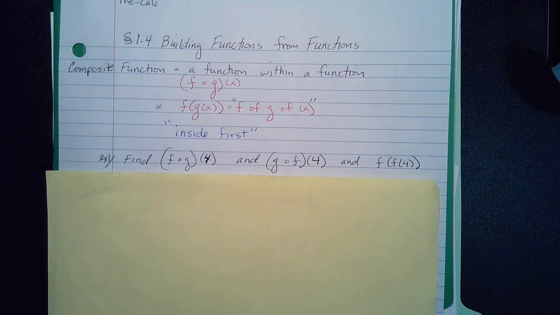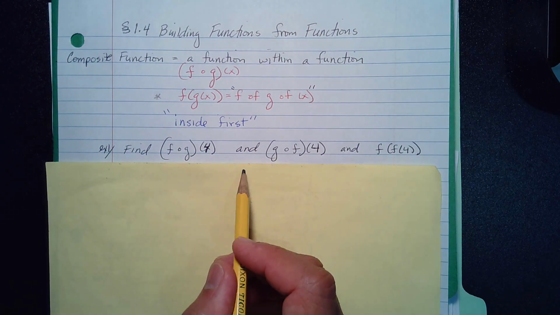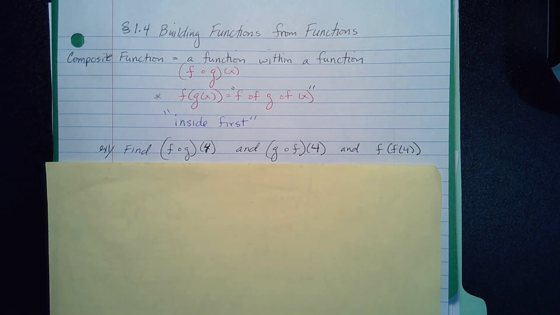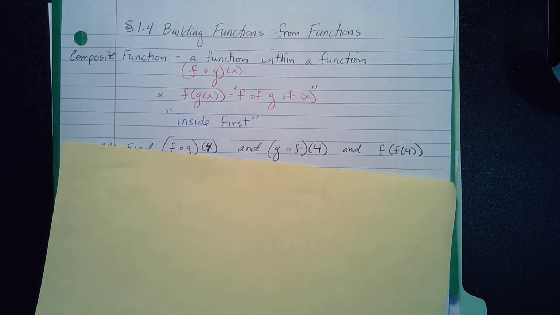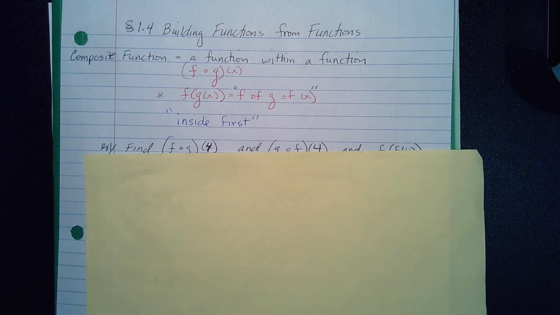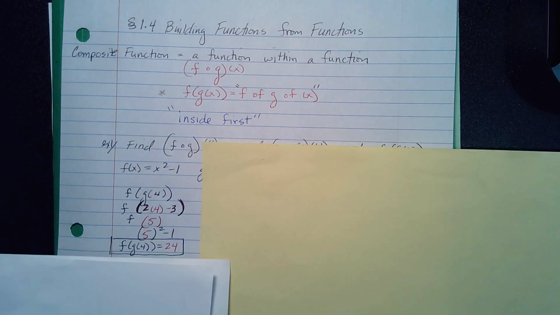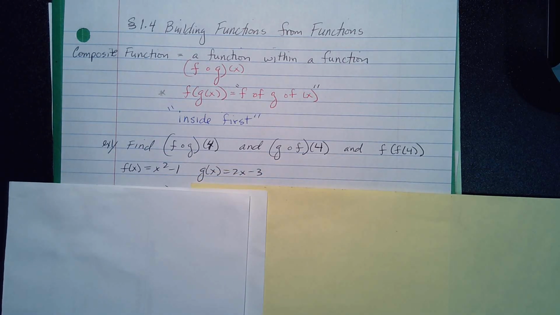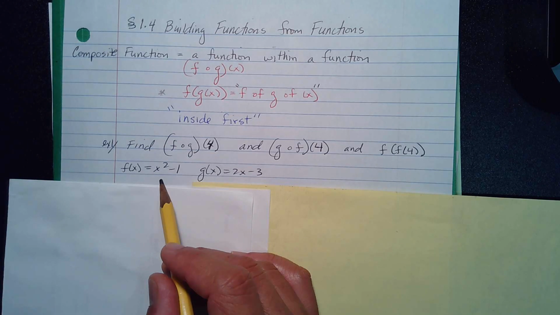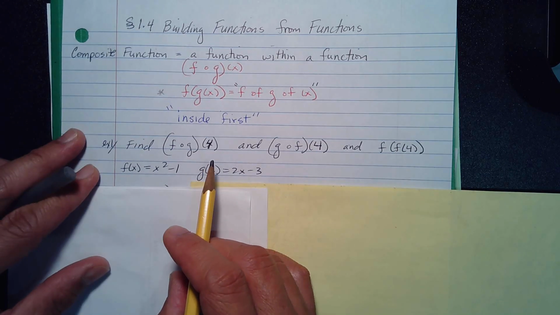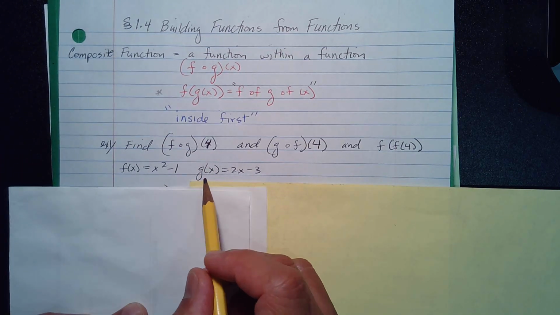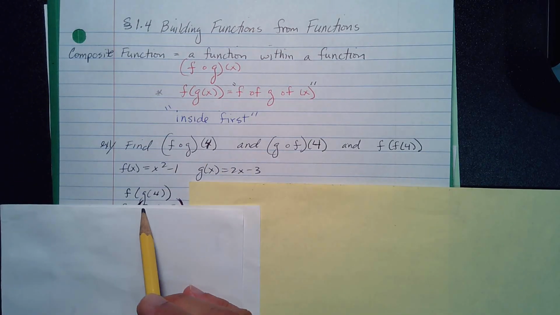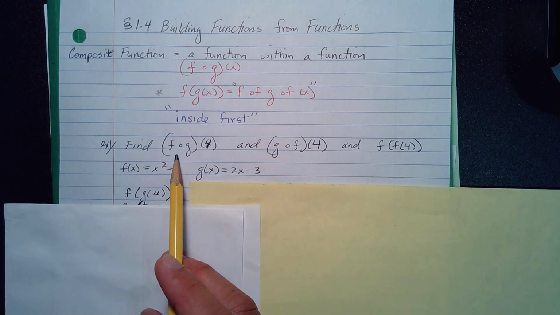So here is example 1. There are three parts to this. They want us to find f of g of 4. So what we're going to have to do is take a look at our function. F is x squared minus 1. The g function is 2x minus 3. So f of g of 4, again, I prefer to write it this way.